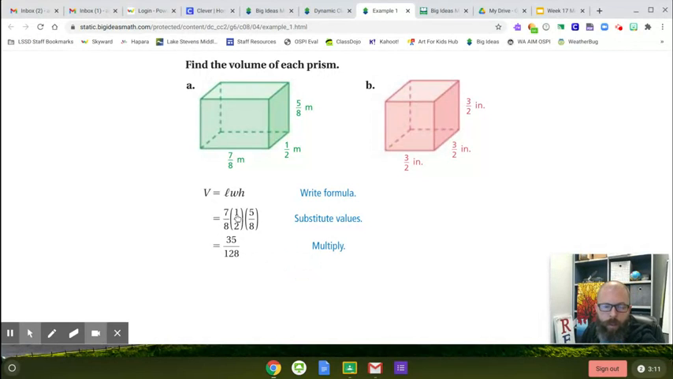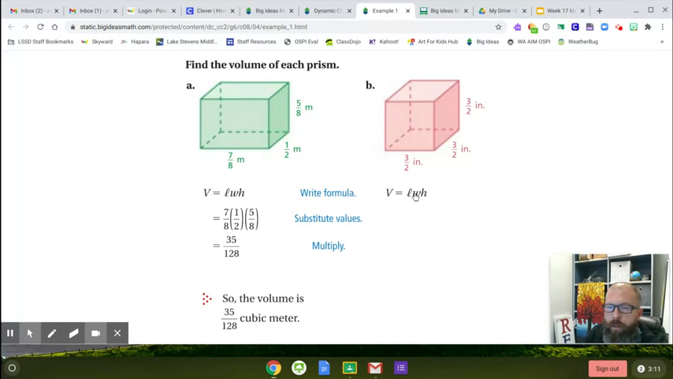So 7 times 1 is 7, times 5 is 35, and you end up with 35 on the top. 8 times 2 is 16, times 8, 128. So 35 over 128 would be your answer. Let's take a look at this one. We have 3/2 times 3/2 times 3/2.